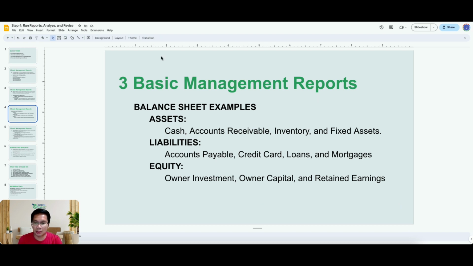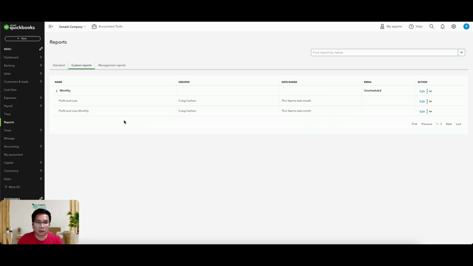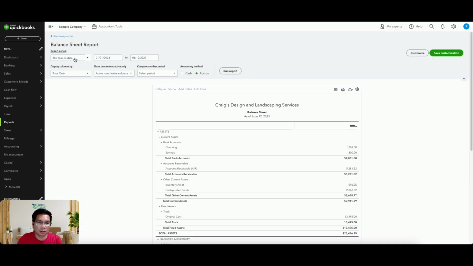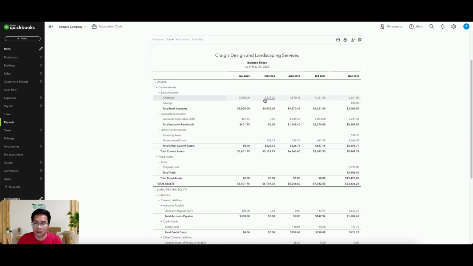Now let's see how a balance sheet looks in QuickBooks Online. Go back to the report list and let's open a balance sheet. Let's customize it to this year to last month and make it monthly. So the balance sheet has three major sections.